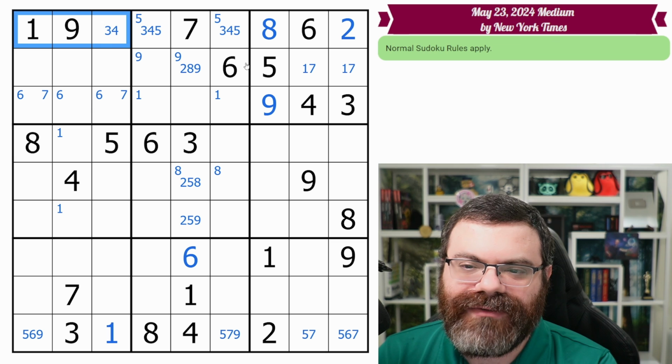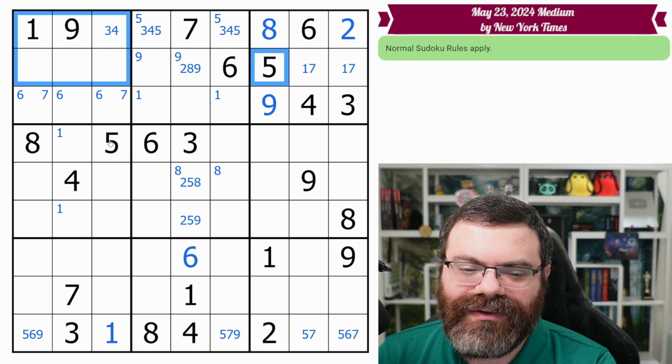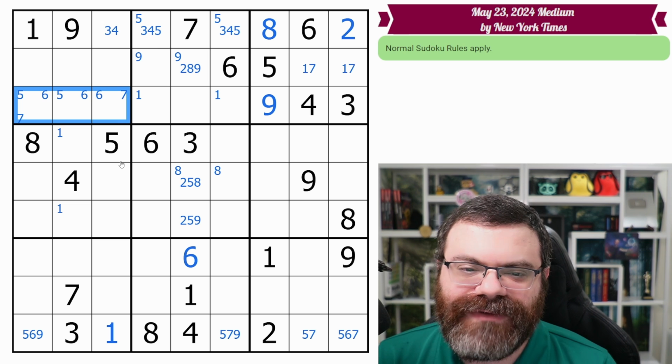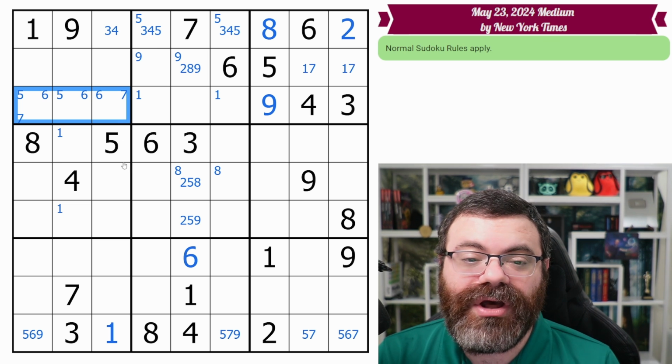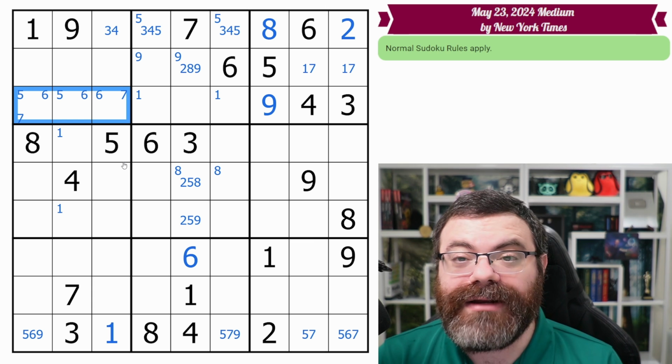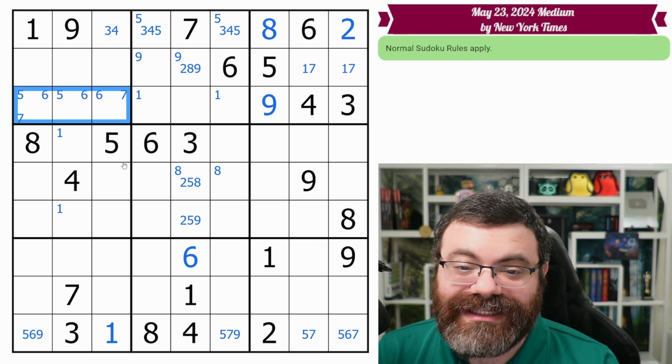Also, we do have pointing, right? This 5 looks in, and so this 5 looks up. And so 5 ends up in one of these two. Now, what did we just find here? I definitely want you to, if you don't know, pause and think about it as well. All right, hopefully I gave you enough time. This is a hidden triple.